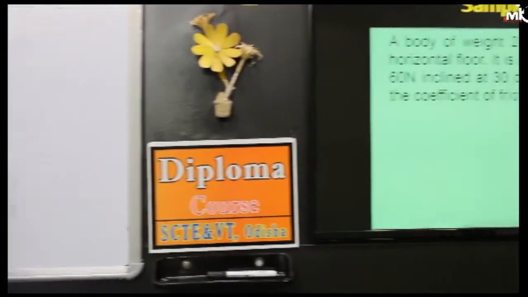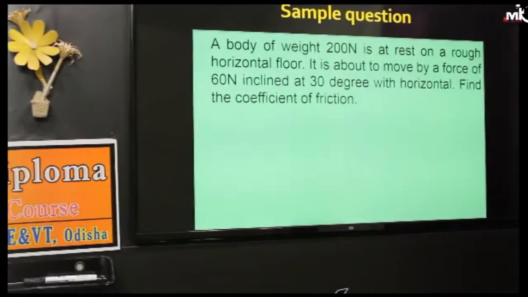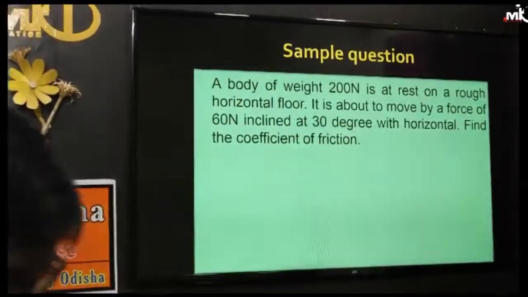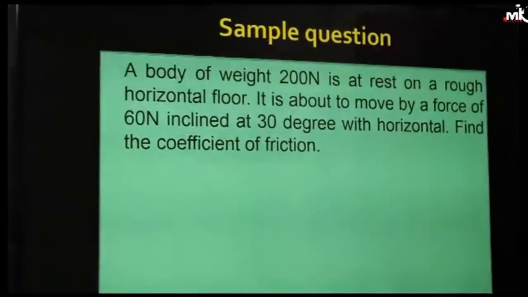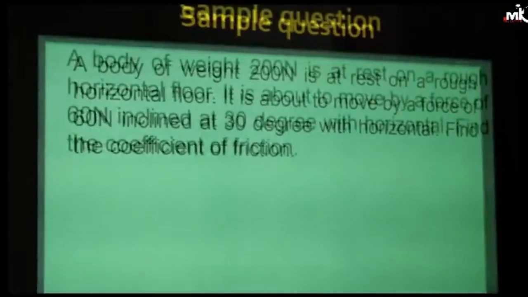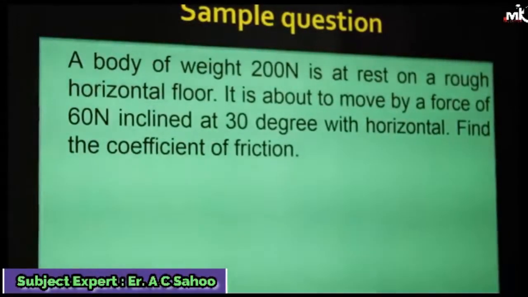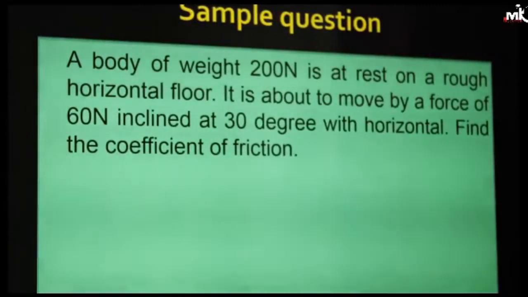Now come to the next part. This is a sample question for you, a very simple numerical question. Now we will solve this question. Again I am reading the question: a body of weight 200 Newton is at rest on a rough horizontal floor. It is about to move by a force of 60 Newton inclined at 30 degrees with the horizontal. Find the coefficient of friction.